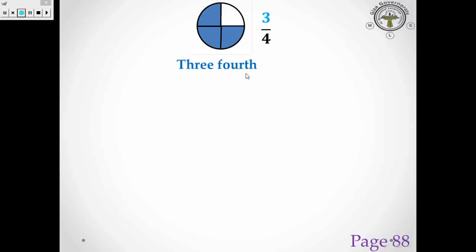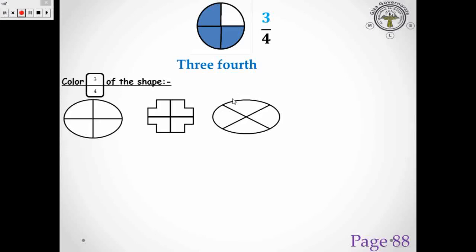Now open your booklet page 88. Look at this shape. This shape divided into 4 equal parts. How many shaded parts? 1, 2, 3. Right, 3 and up. How many total parts? 1, 2, 3, 4. Right, 4 and down. It's called 3/4. Repeat after me. 3/4. Color 3/4 of the shape.